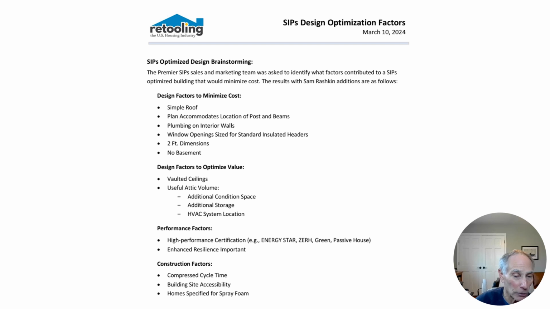2-foot dimensions help with most manufacturers, and we can trade off a basement for above grade space. That's a big impact because you get a lot of added value with the SIP design. Then there are design factors to optimize value. Vaulted ceilings increase the value of a space, and if you get those with SIPs, you want to account for that. And most significantly, a lot of times SIPs will create additional volume in the house.